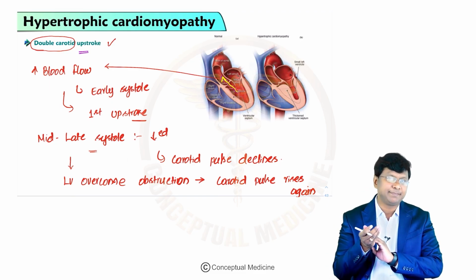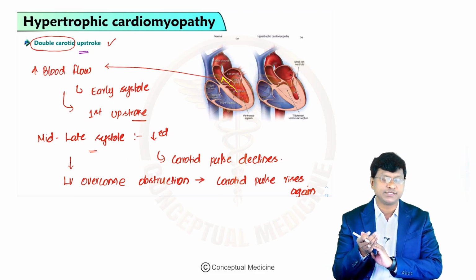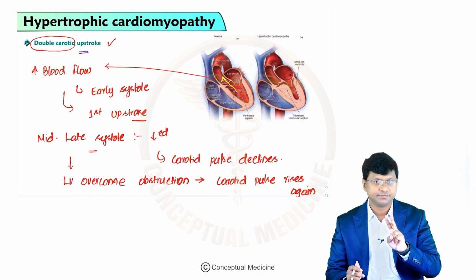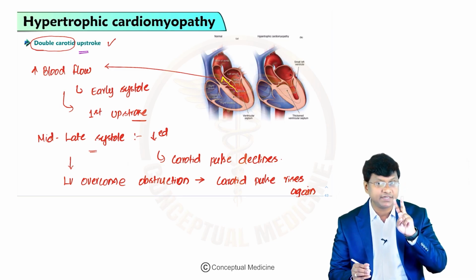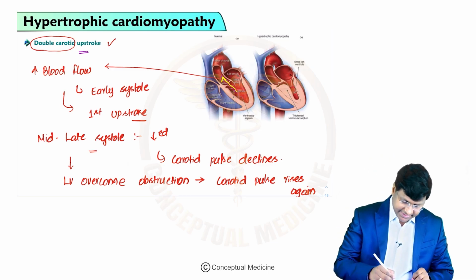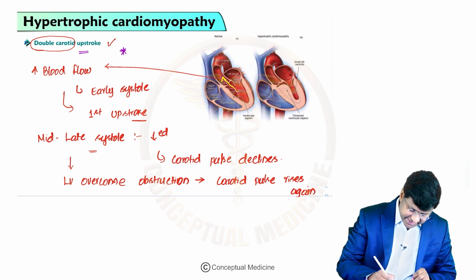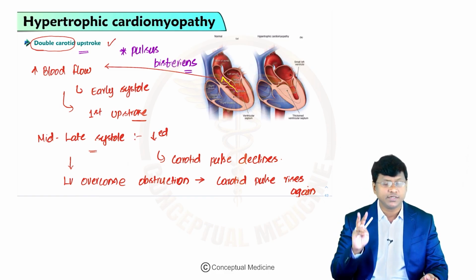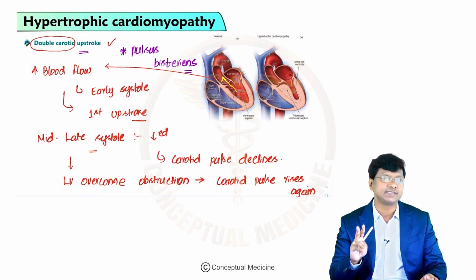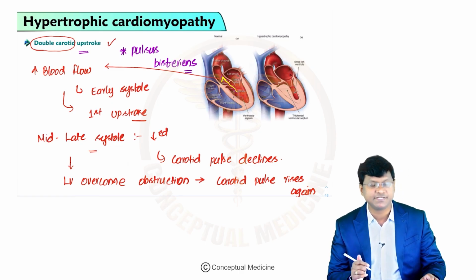And when you palpate the pulse also, in these individuals you will have two peaks in systole. That particular presence of two peaks in systole is called pulsus bisferiens. So pulsus bisferiens is what? The presence of two peaks in systole.